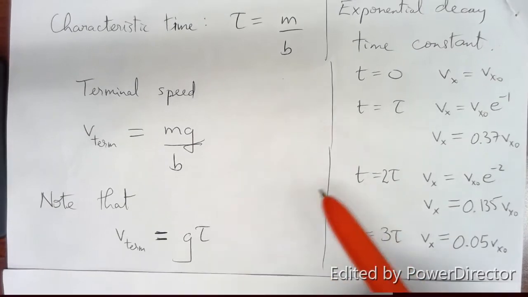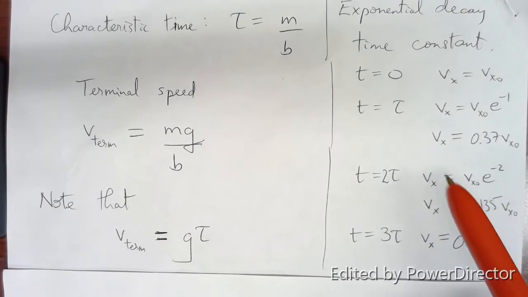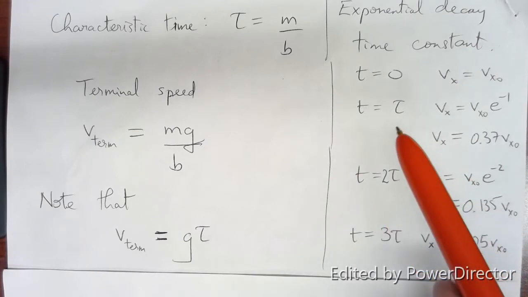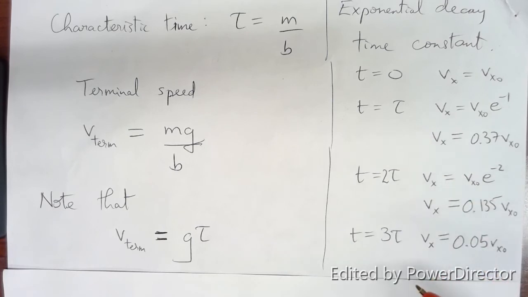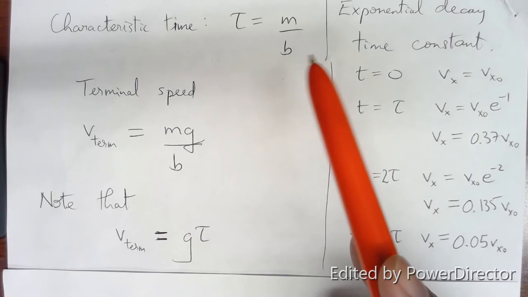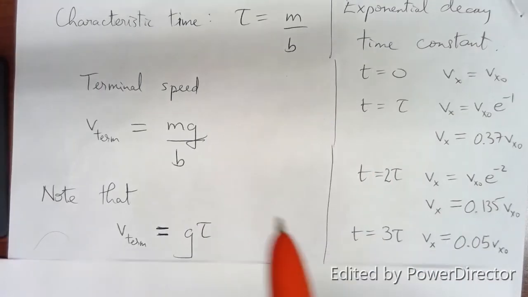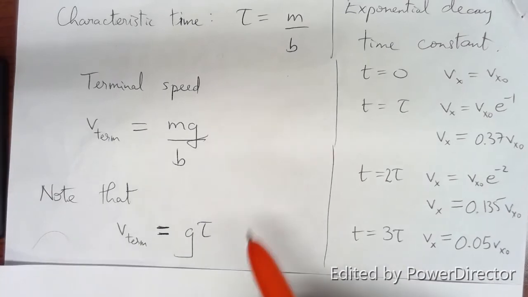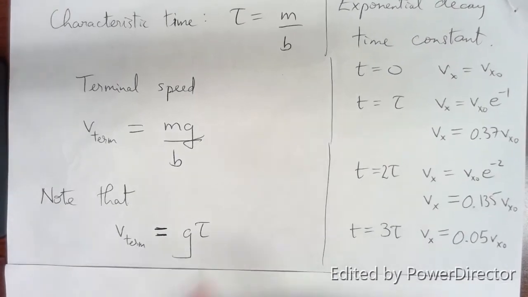Also notice that the value of tau tells us something about the importance of drag. If tau is very large, then it will take a very long time for the x component of the velocity to die down. So in other words, tau being large indicates a small effect from the drag force. Notice that as b gets bigger, the drag force gets stronger and tau gets smaller. This makes sense, it decays off faster.